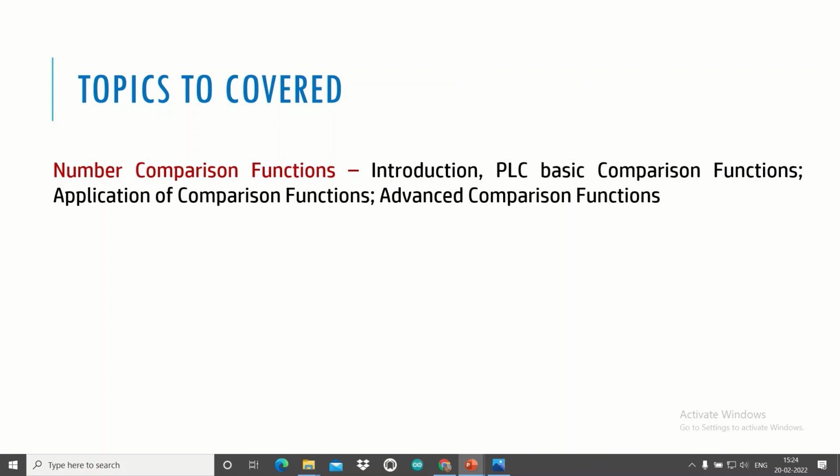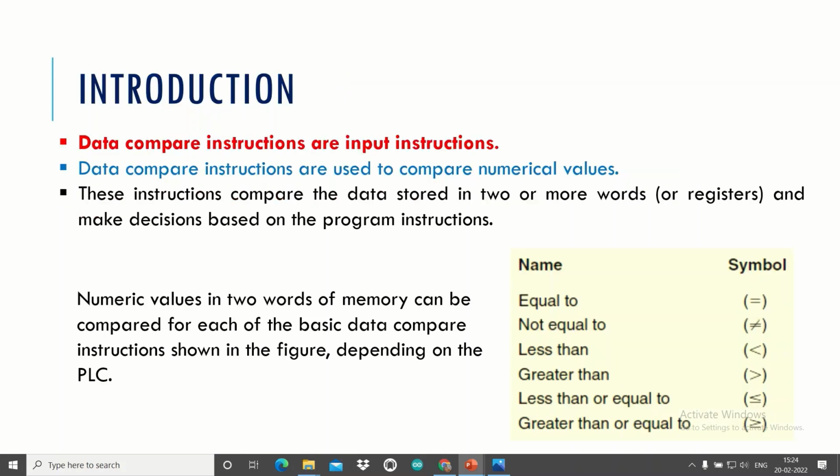You see that we will be having basic comparison function, application of comparison function. I have given you the idea. Now it remains an assignment for you to think of some situation where the comparison instruction or comparison function could be applied, and that you have to give as an assignment. Finally, we will be talking about one or two advanced comparison functions.